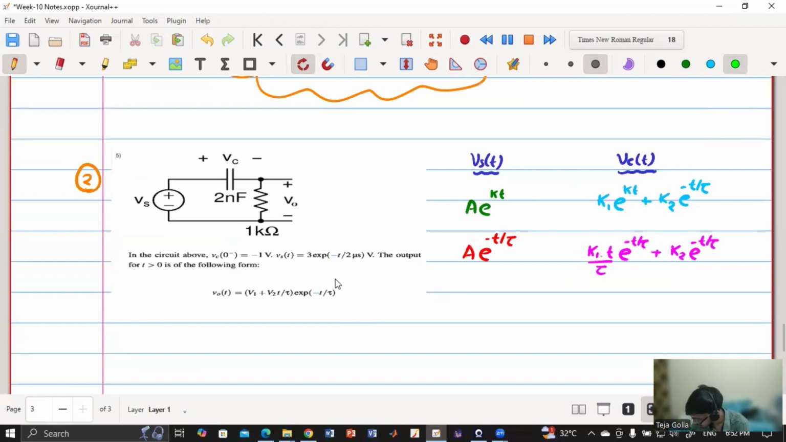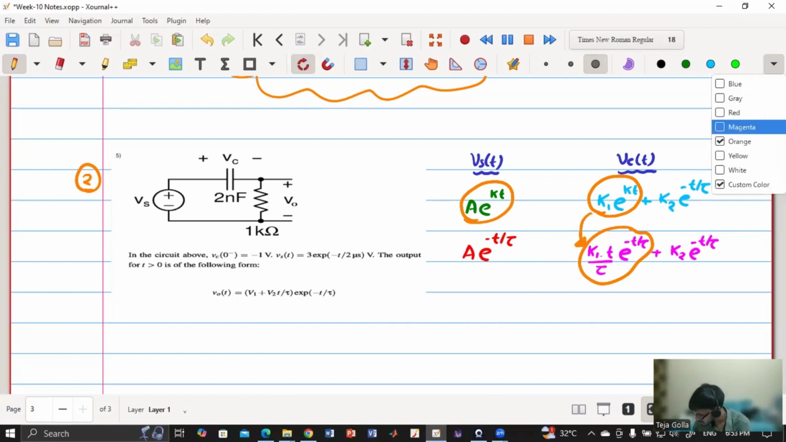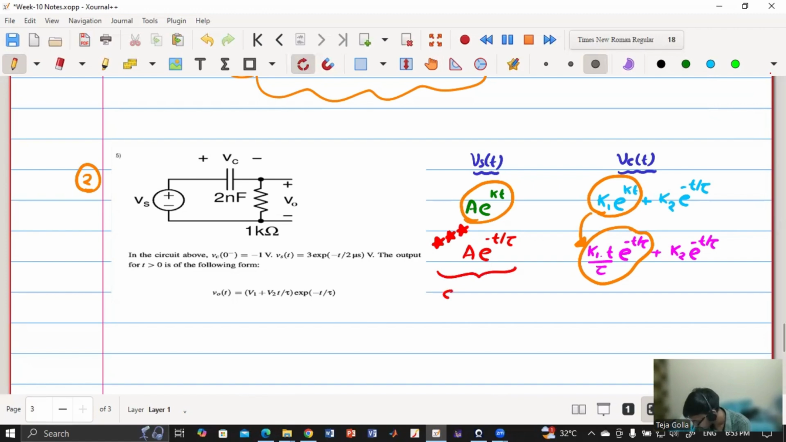So I'll map it and show. If you see this expression, it is the same. But if you compare that expression to this expression, it is not exactly the same. You will not get a scaling factor when the input is this. So this is an exceptional case. When the input is also a scaled version of the natural response, then you will get a different expression.